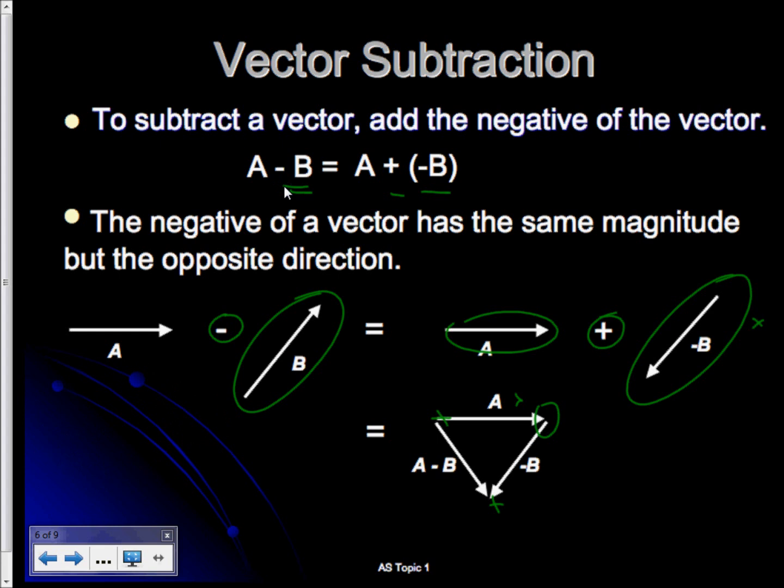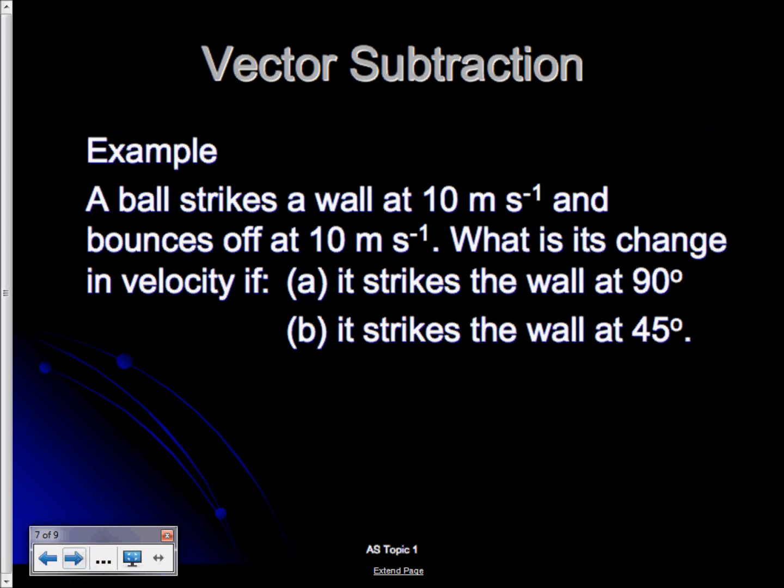So if you could please note down what's on this page, and then let's illustrate that with this worked example here. A ball, could be a squash ball, striking a wall at 10 meters per second, and it bounces off the wall at 10 meters per second. And you're asked to work out the change in velocity. So let's set up things here.